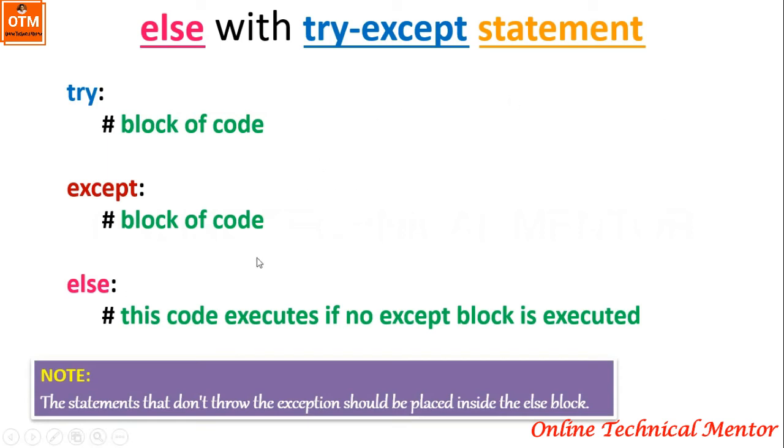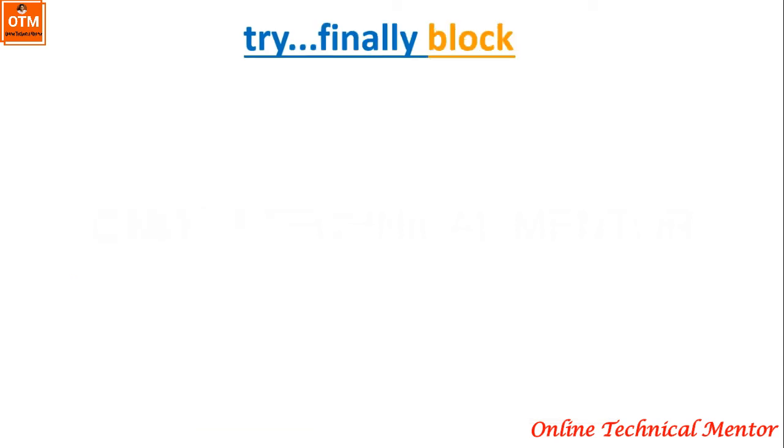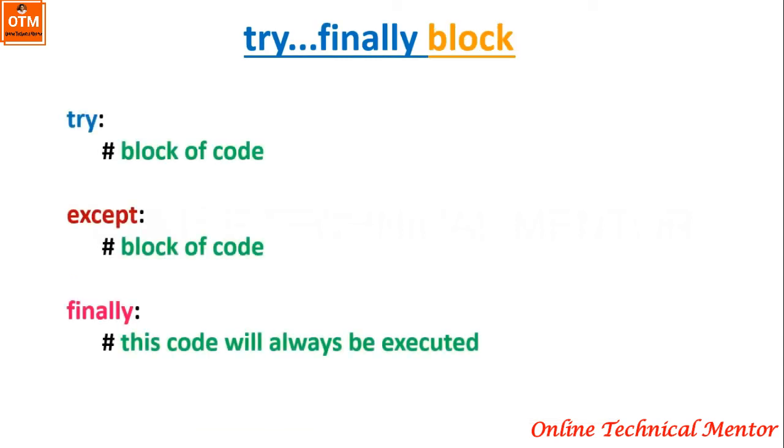Note, the statements that don't throw an exception should be placed inside the else block. That means we can place those lines of code under the else statement which do not throw any exception. Next, try finally block. Look at the structure. Along with try and except, there is another block named finally. This code will always be executed. That means whether there is an exception or not, that doesn't matter. Finally will execute every time.